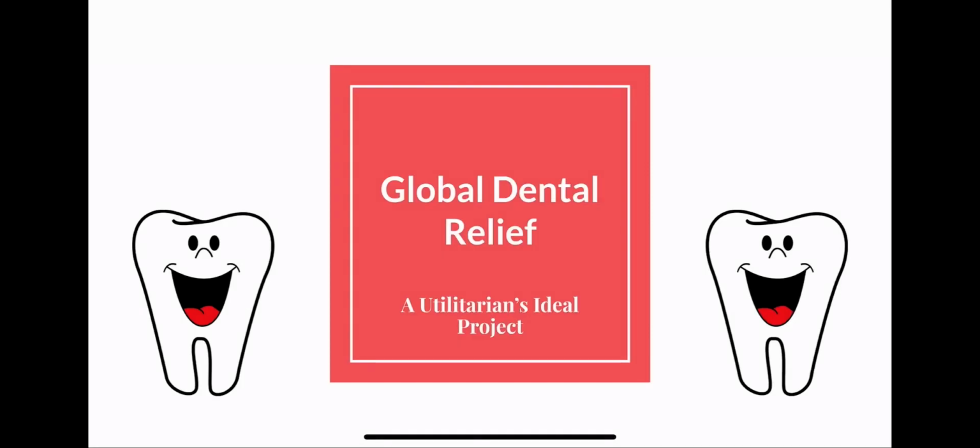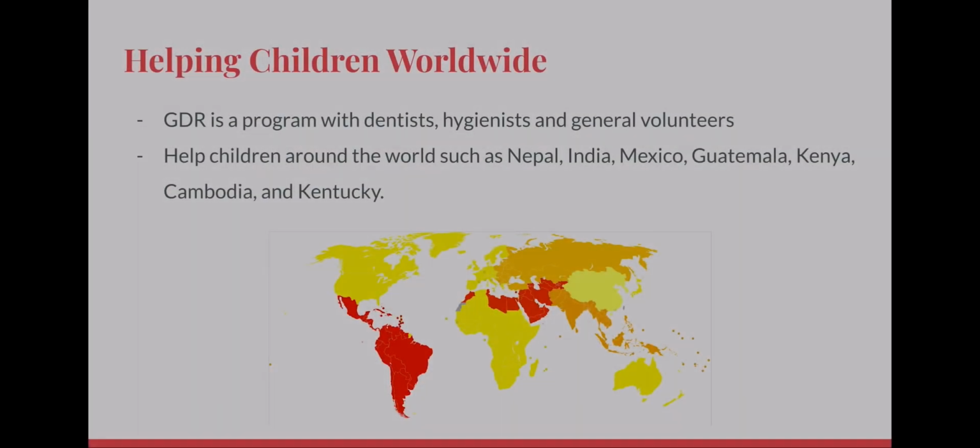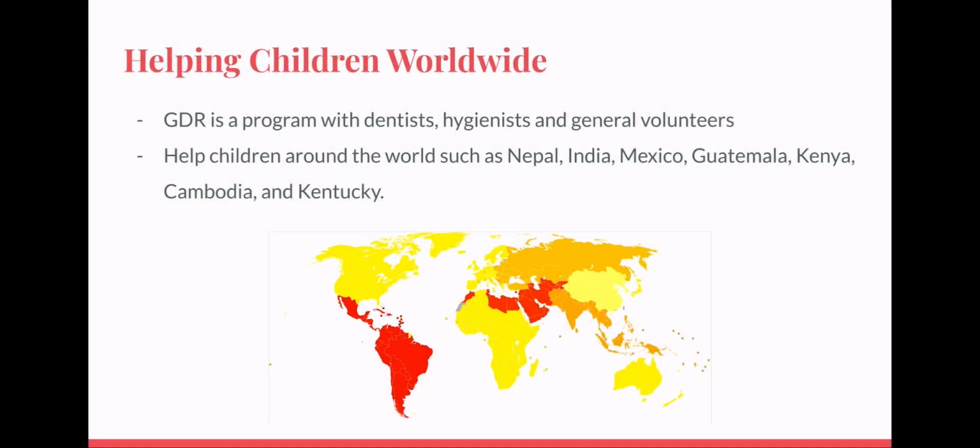Global Dental Relief is a good paradigm example of a morally good and virtuous organization, according to utilitarianism. They are a group of volunteers that travel around the world to provide free dental care to children for their very first time, a project that has been ongoing since 2001 and began in Nepal. However, we will cover more of who they are and what they do in just a moment.